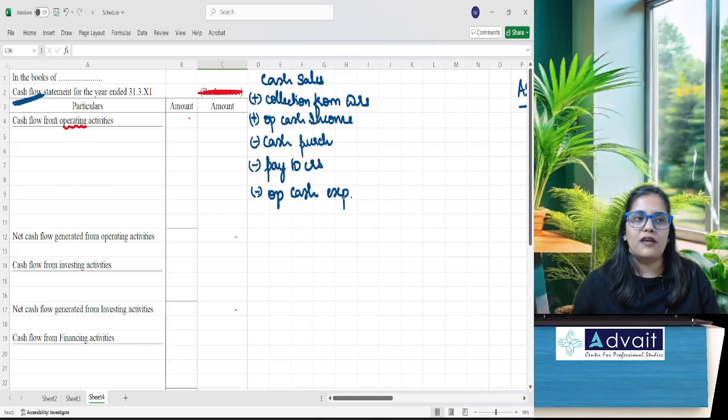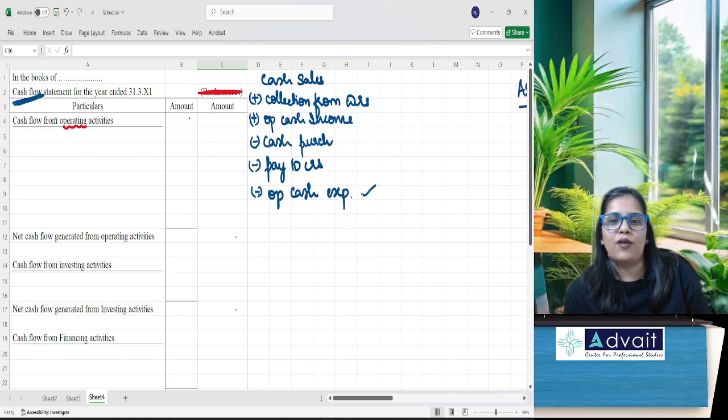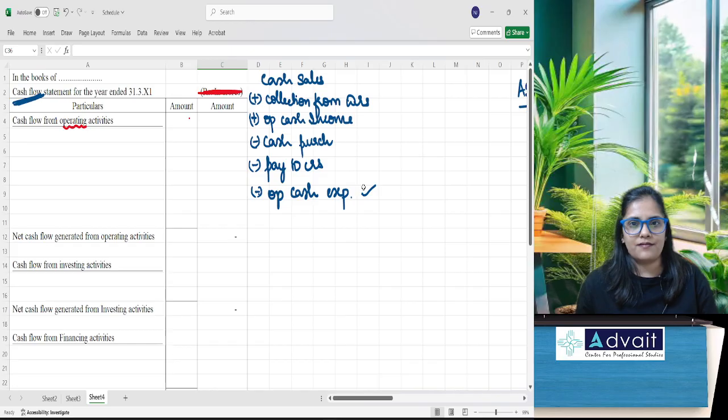Let's say there is an expense called salary to employees. That salary you have paid to your employees. Why? For the business operations? Then yes, salary to employees will come here. You have to minus it. Salary paid, not outstanding, not payable. Salary paid will come here.